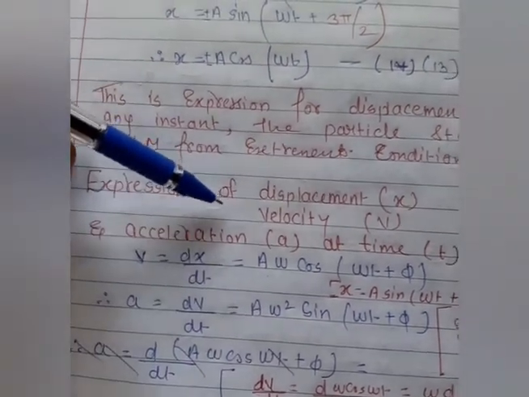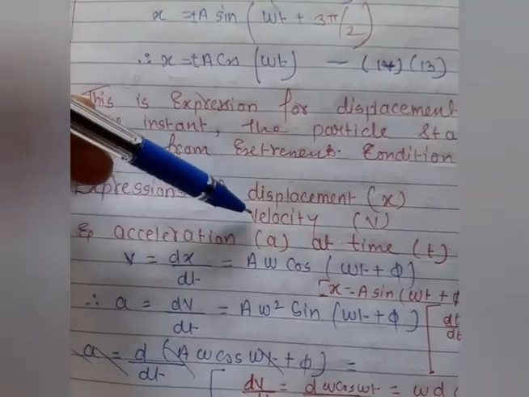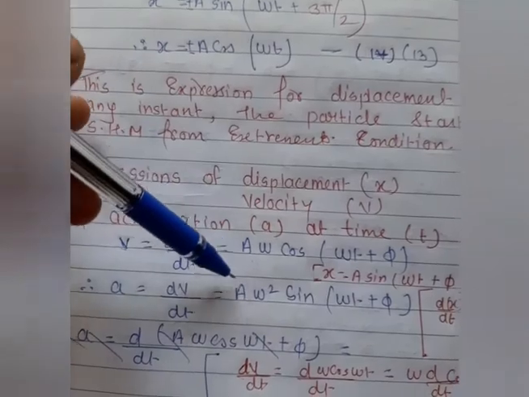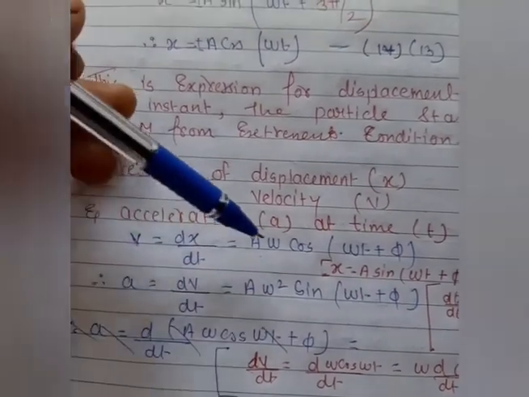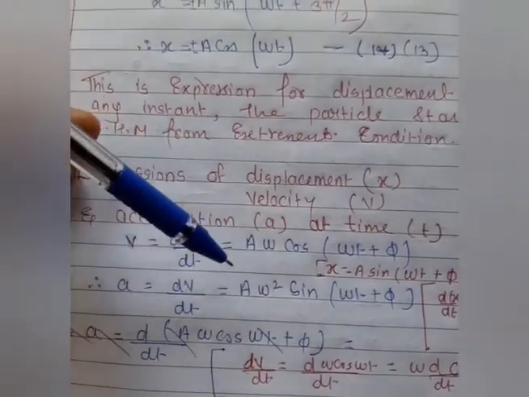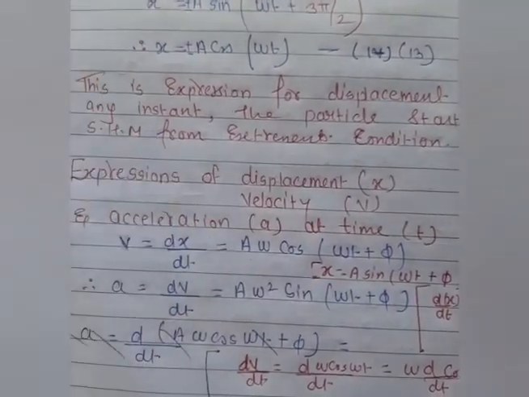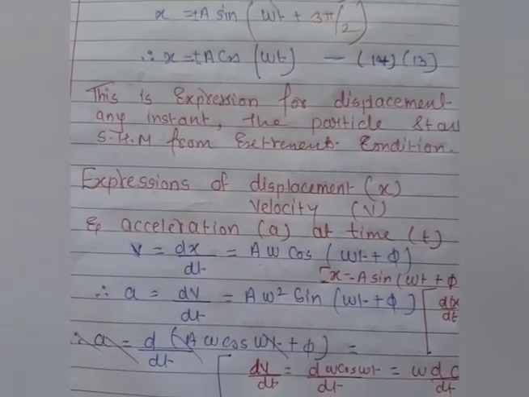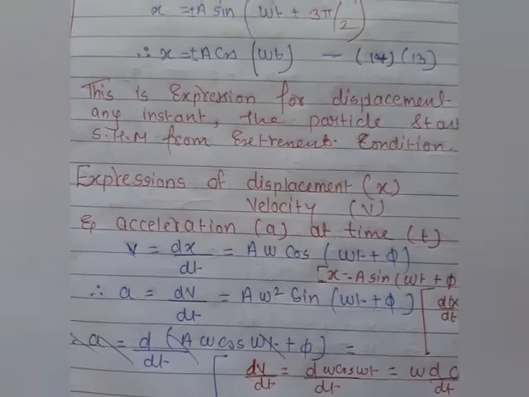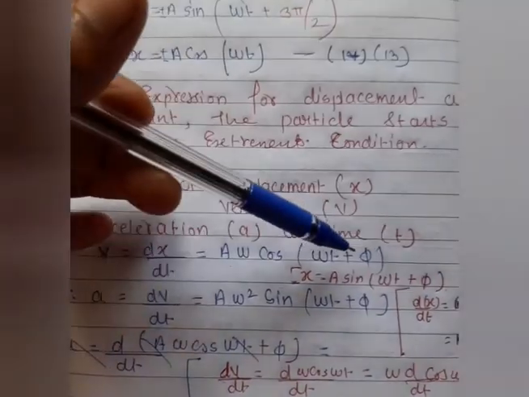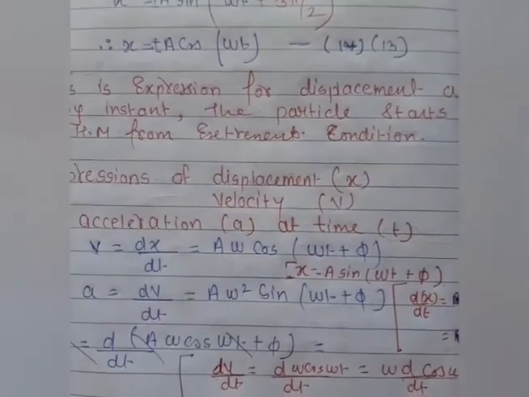So here, in short, the displacement, velocity and acceleration at any instant of time change as follows: velocity is a omega cos omega t plus phi, and the acceleration is a omega square sine omega t plus phi. Clear? All these equations we apply in numericals, whenever we need the velocity, time and so on at any instant of time. Let's move on to the next topic.